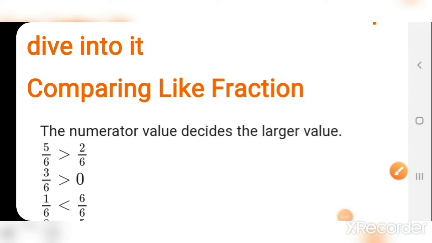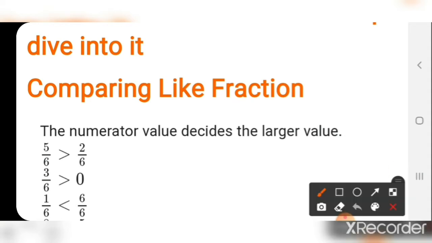Let's learn how to compare like fractions. Very easy. The numerator value decides the larger value. Here, if the numerator is bigger, that fraction will be bigger because the denominator is the same in like fractions. Look here, 5/6 is bigger or 2/6? The denominator is 6 below, that is the same. Check for the numerator. 5 is bigger or 2? 5. So 5/6 is bigger than 2/6.